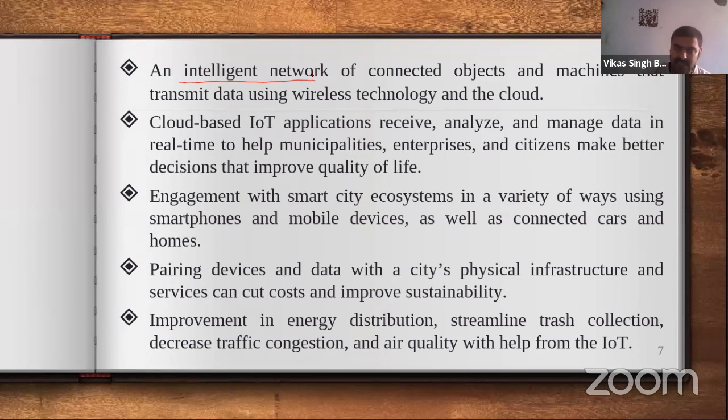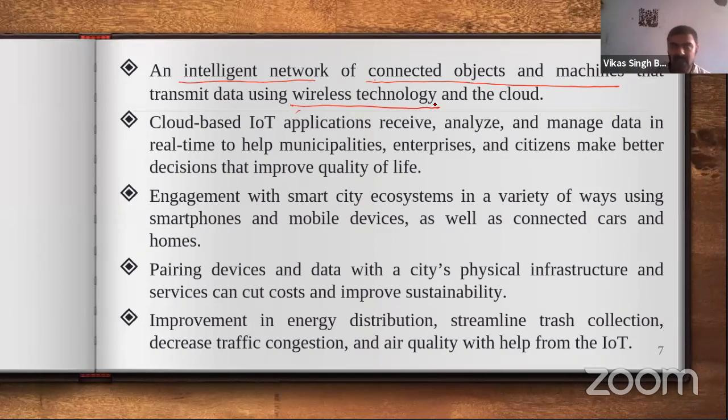We are saying that it is an intelligent network. So for intelligence purpose, all objects and machines should be interconnected. This interconnection may be wired or wireless. Whenever we are able to communicate between the machines, between the devices, only in that case we can say that that particular network is intelligent.